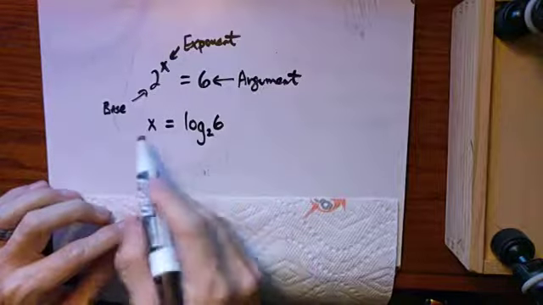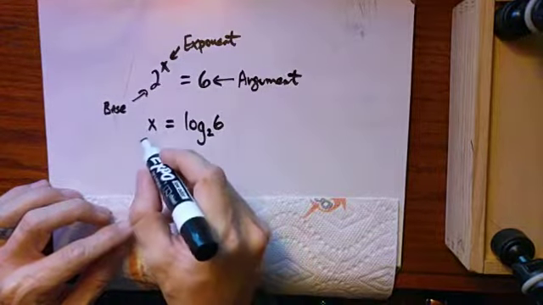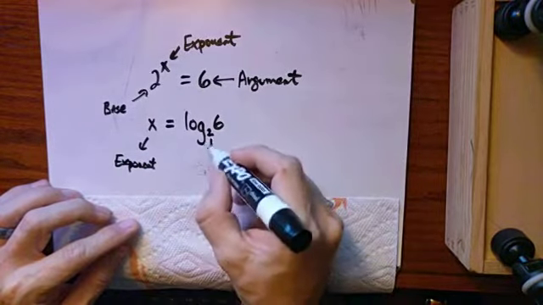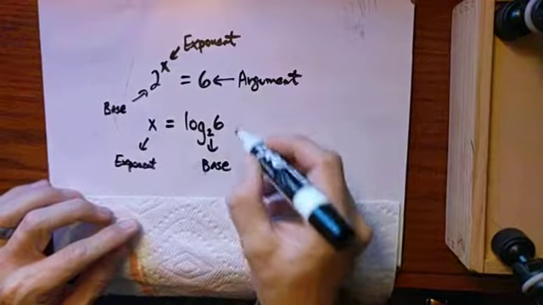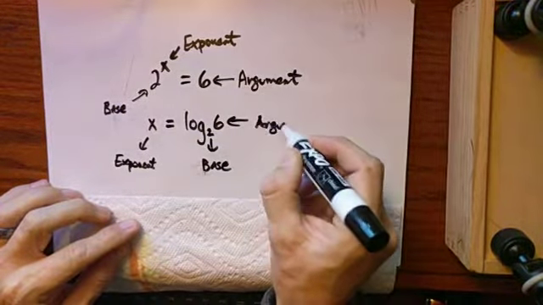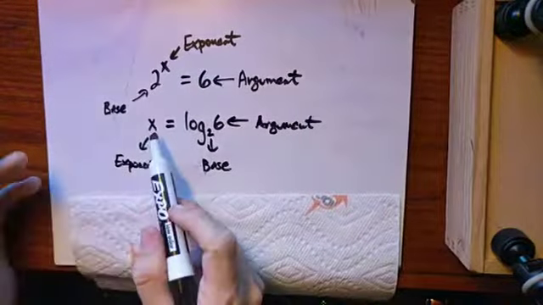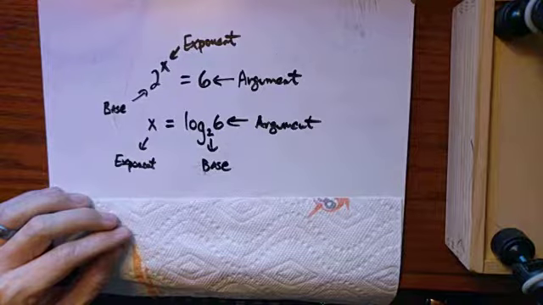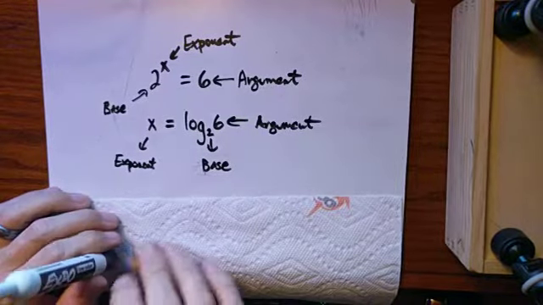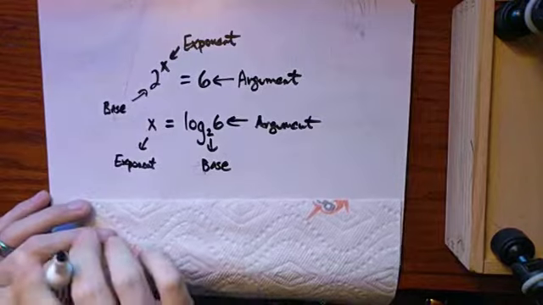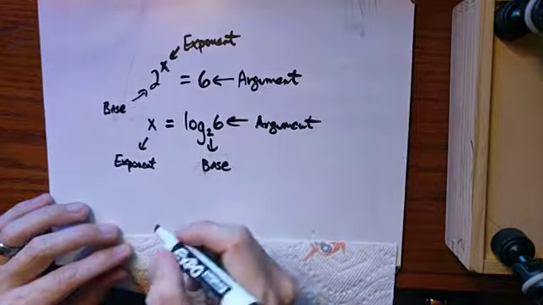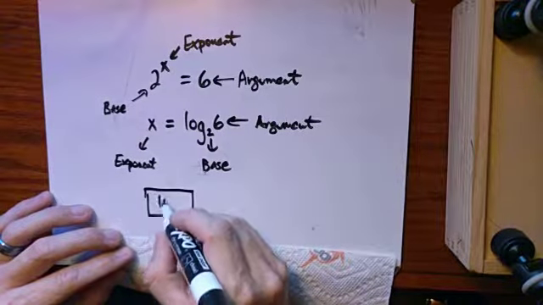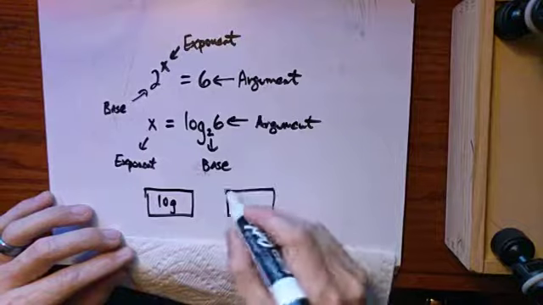So in this new way of writing it, x is still the exponent, 2 is still the base, and 6 is still the argument. That's what x is: it's equal to log base 2 of 6. And there's a way of figuring that out on your calculator. While I'm here, if you have your calculator handy, the way to do this is you're going to look for either one of two buttons. You're going to look for LOG or you're going to look for LN.